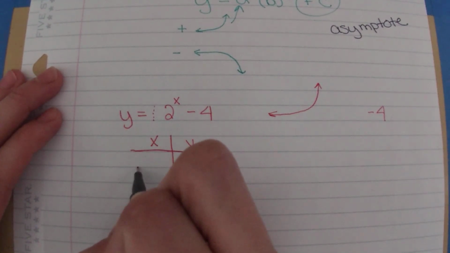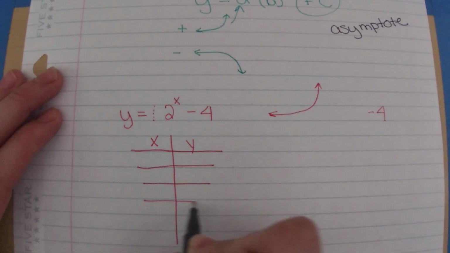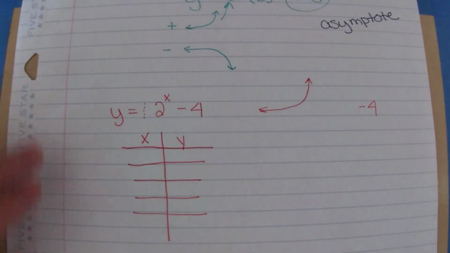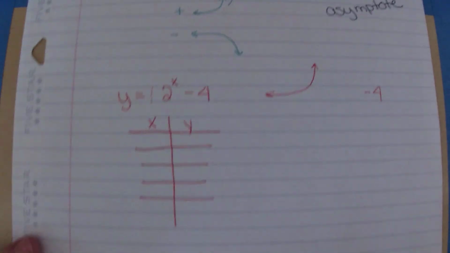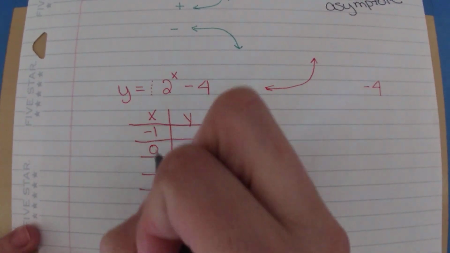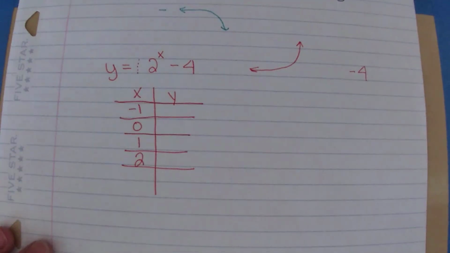Now, when we make a table, we can pick whatever input values we want to pick. A lot of the times we'll pick -1, 0, 1, and 2. If we were in the classroom, I'd give you some more freedom. But you'll see in your assignments today, all of those X values are just going to be picked for you. It just makes it easier for everyone when we're all on the same page and picking the same X values. Okay, so let's just say we pick for this one, -1, 0, 1, and 2.